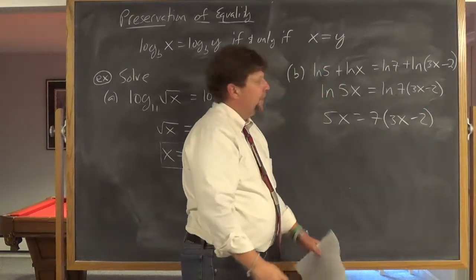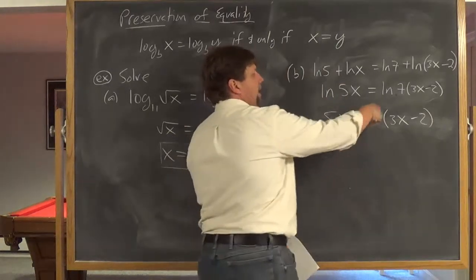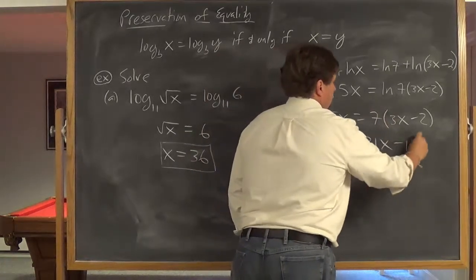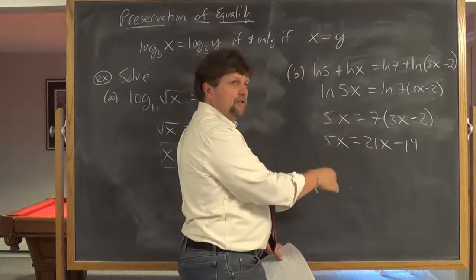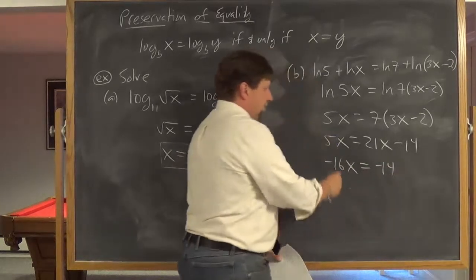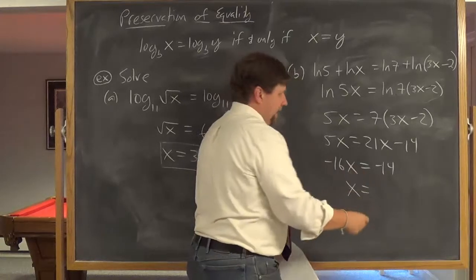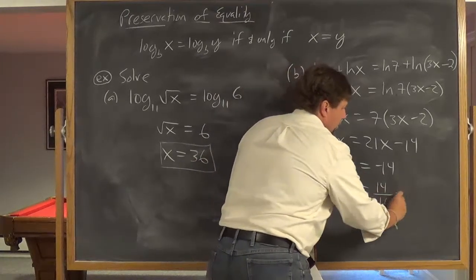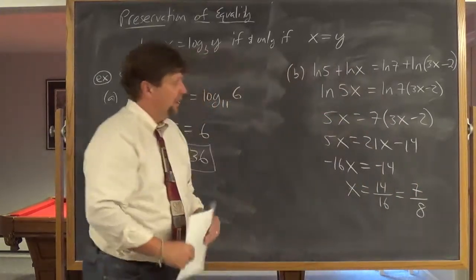Well, that's a pretty friendly little linear equation to solve. I mean, heck, you just distribute the 7, subtract 21x from both sides, and 5x minus 21x is a negative 16x. Divide both sides by negative 16, and a negative divided by a negative is positive, so that gives us 14 over 16, which reduces down to 7/8.